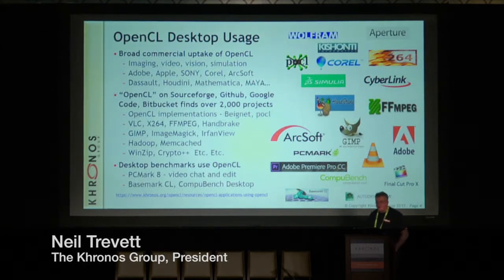So OpenCL has been shipping for a few years. On the desktop, it has quite broad usage amongst the various applications that need typically to get to GPU acceleration. There's a range of video editing, photo editing, simulation type applications that are enjoying OpenCL acceleration today. If you go onto GitHub, there are thousands of projects that are using OpenCL. There's a benchmark set, which means you can compare and contrast the performance of different OpenCL implementations.